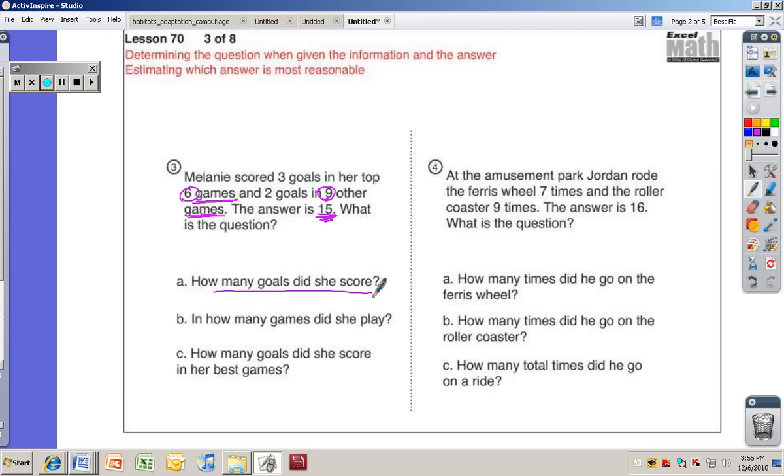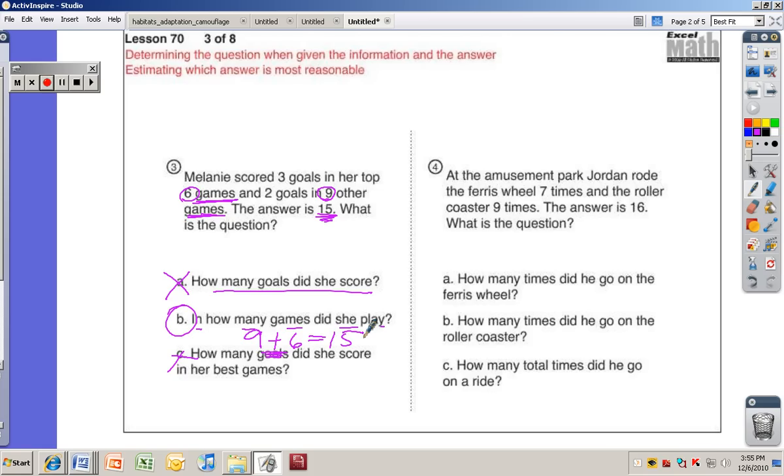How many goals did she score? No, that doesn't have anything to do with this. In how many games did she play? That looks like the correct choice. How many goals did she score in her best games? This is talking about goals, so that one doesn't make any sense either. And so it's how many games she played. You need to show your work of 9 plus 6, or 6 plus 9, equals 15.